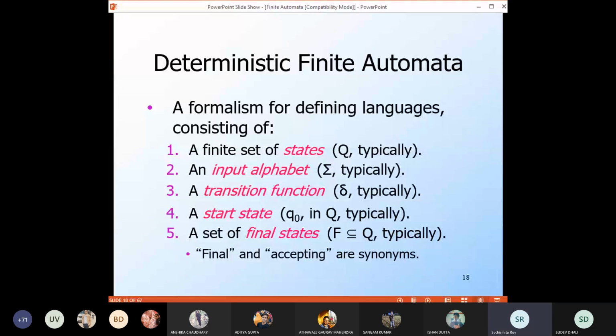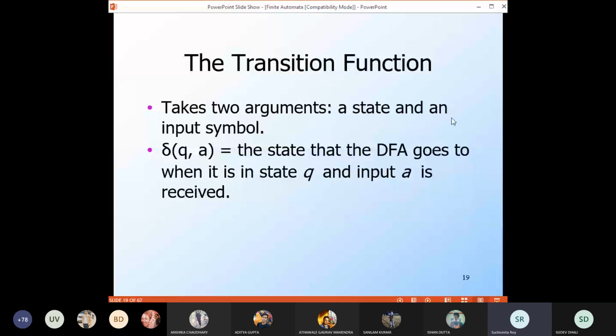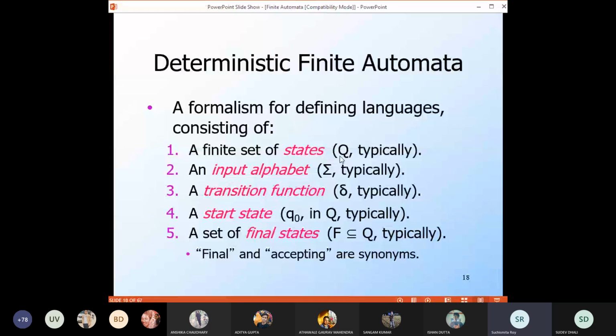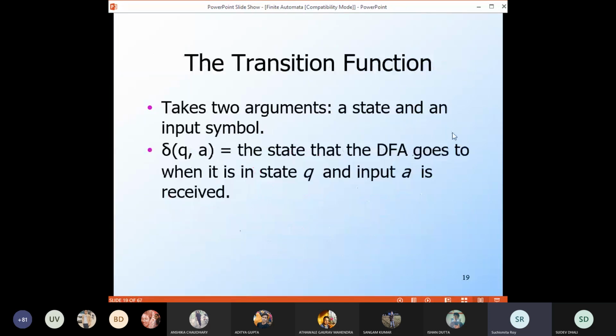Also, the set of final states has to be a subset, proper or otherwise, of the total set of states. So F has to be a subset, or it could even be equal to Q. So this is the mathematical definition of a DFA. Now, the rest of all this is quite simple. Q is a set of states. You know how you represent Q. That is very clear. I told you in the last class.